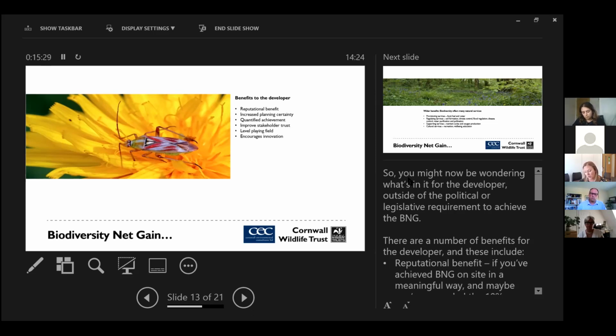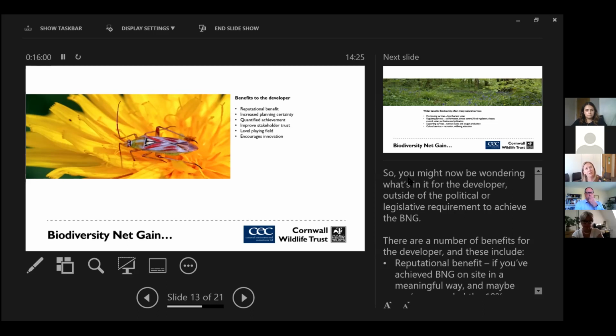It's also quantified. So because you were able to demonstrate from the advice of the ecologist that you're going to deliver X percent biodiversity net gain, you can gain trust from stakeholders that biodiversity will actually be enhanced because a professional has advised you. Every developer has to achieve the same target. So it's creating a level playing field across developers, so everyone has to do it.